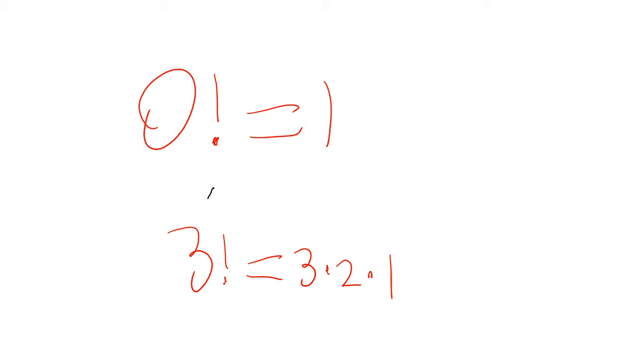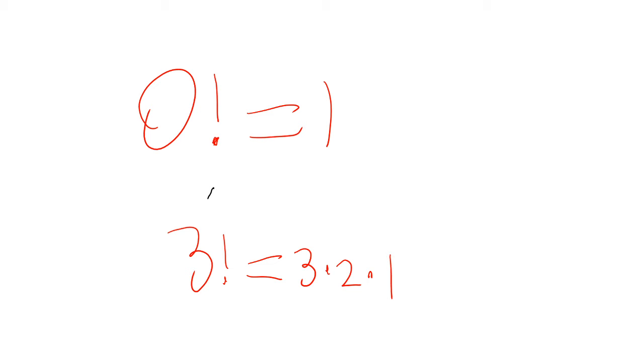Now let's look at 0 factorial. How many ways are there to arrange 0 objects on a table? Well, there's only one way to arrange 0 objects on a table. But how does this make sense? Why is 0 factorial 1? Because obviously 0 times negative 1, or 0 minus 1, is not 1.